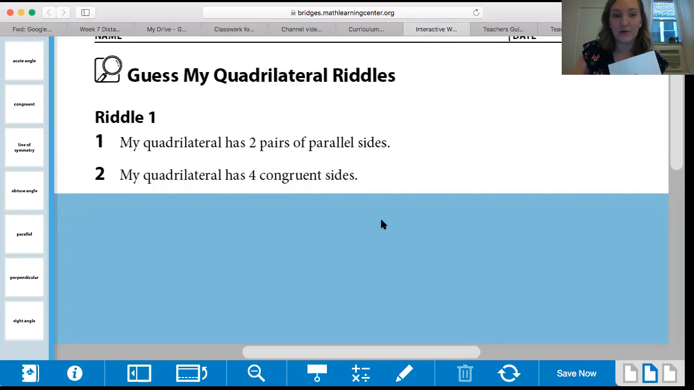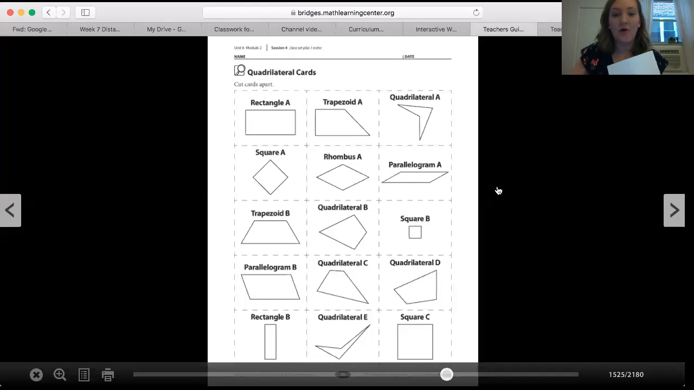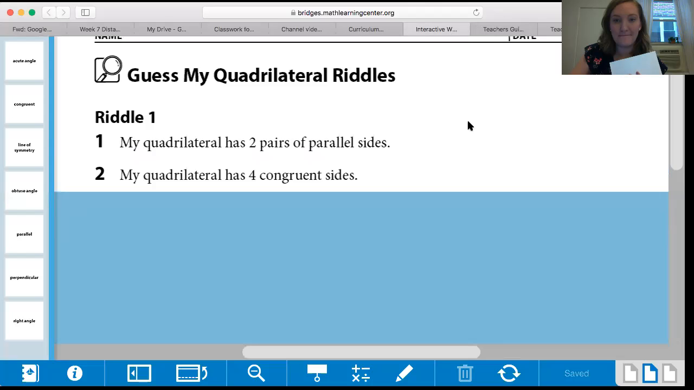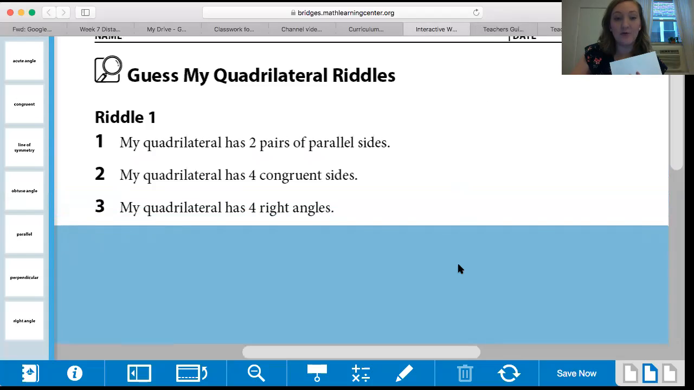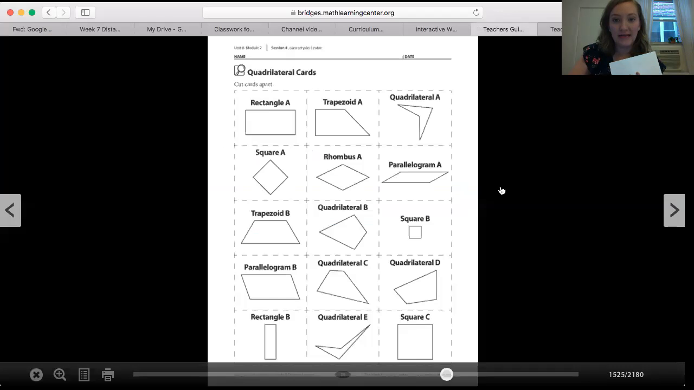Here's your second clue. My quadrilateral has 4 congruent sides. That means the sides are all the same length. Here's your third clue. My quadrilateral has 4 right angles. That means all the angles of my quadrilateral are exactly 90 degrees.